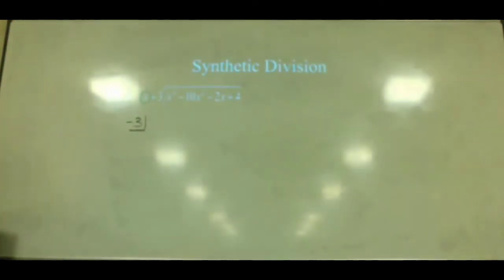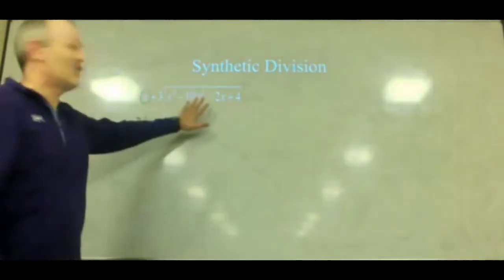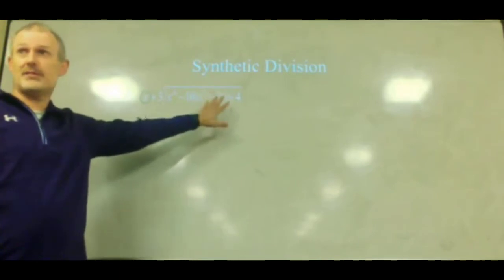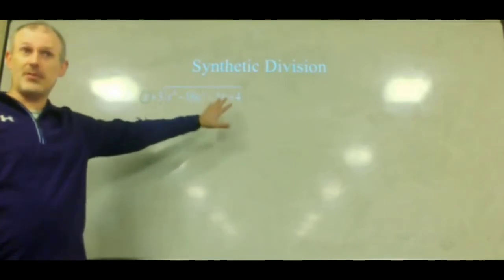So that's the first thing. Figure out what goes in the corner. Then we're going to write down just the coefficients. Remember, the coefficients are the numbers from this. We don't have to put the x's in, just the numbers.